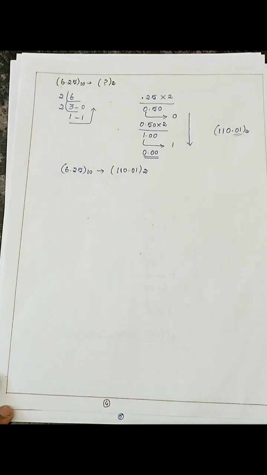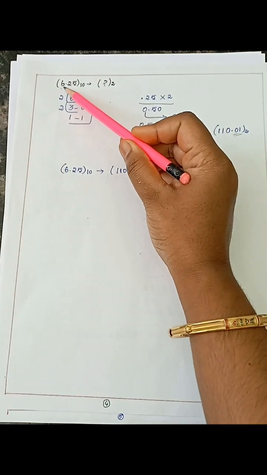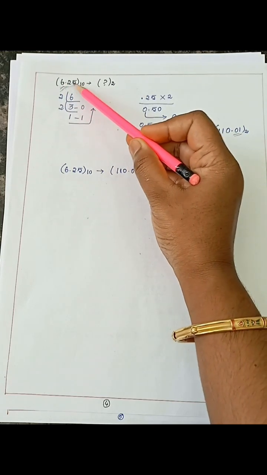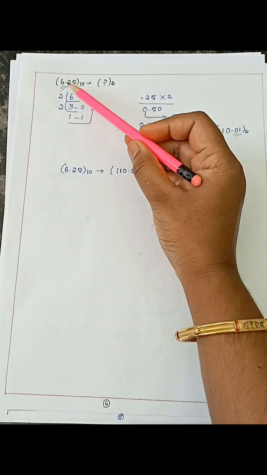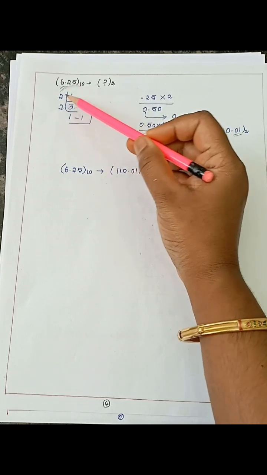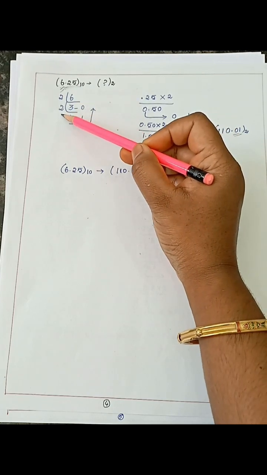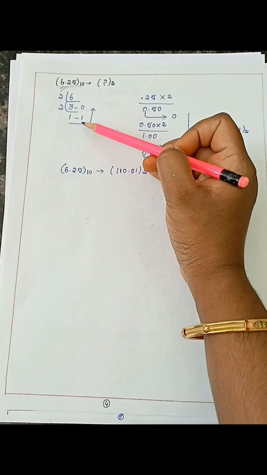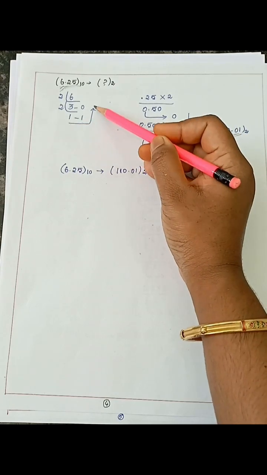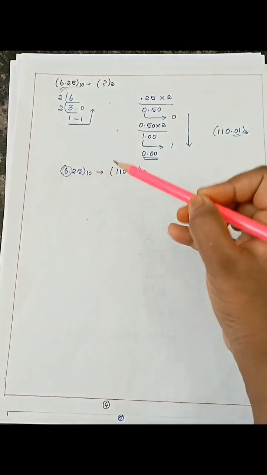So the next problem is given in terms of a floating point number, that is 6.25. Here the 6 is the whole part, and 0.25 is the fractional part. For the 6, we have to perform successive division. So divide by 2, we are getting 3 with the remainder of 0. Again divide by 2, we are getting 1 with the remainder of 1. Here also we take the values from bottom to top. So 110 is the result for this whole number 6.